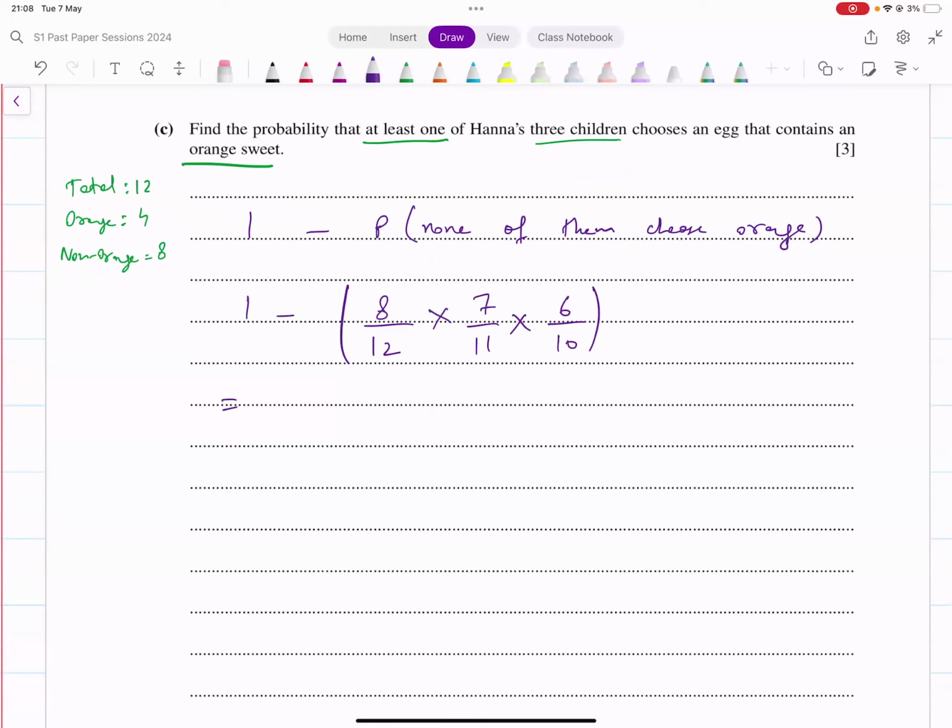1 minus 8 over 12 into 7 over 11 into 6 over 10. You can see what that is. 41 out of 55. That is this probability. 14 or 41? So I've got 2 conflicting answers here. Let me check this. I again didn't subtract it from 1. Okay, 41 out of 55. Okay, good. So that's 41 out of 55.